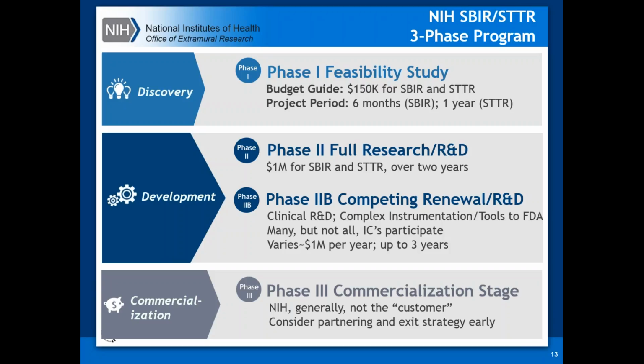However, we also have the phase 2B competing renewal award, which is also R&D. This addresses clinical R&D and complex instrumentation and tools to FDA. Many, but not all, of the NIH ICs participate in that, and this varies amongst the institutes and centers at the NIH, and it can be $1 million per year, up to 3 years. So, unlike the phase 2, where it's $1 million over 2 years, this can be $3 million, basically. As I said, $1 million for each of up to 3 years.